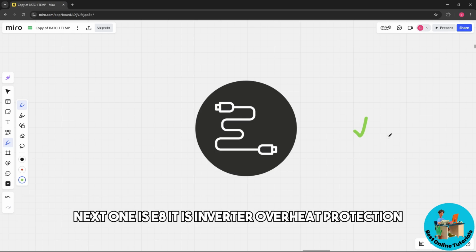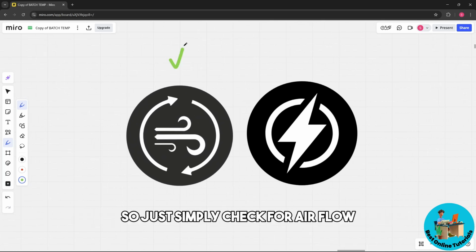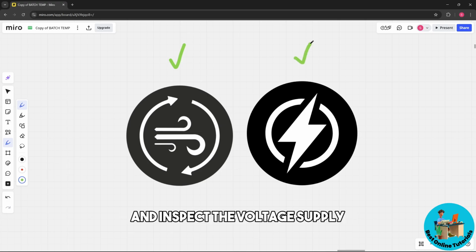Next one is P8. It is inverter overheat protection. So just simply check for airflow and inspect the voltage supply.